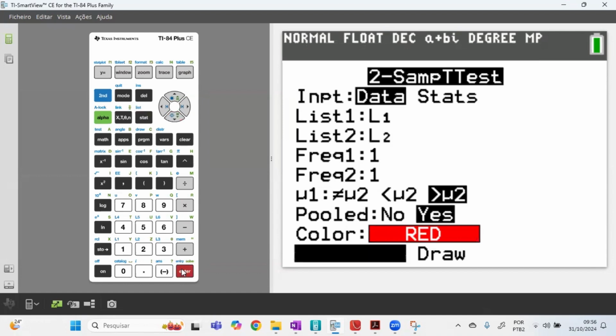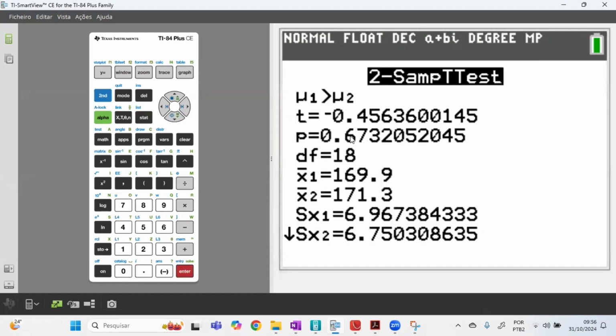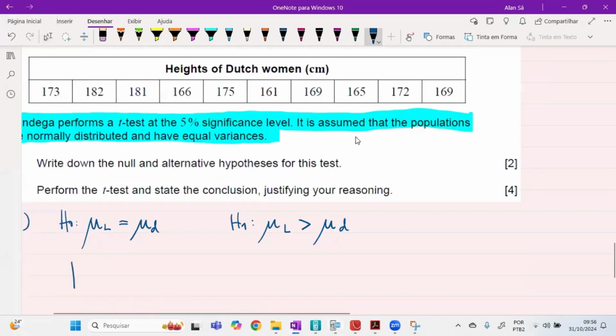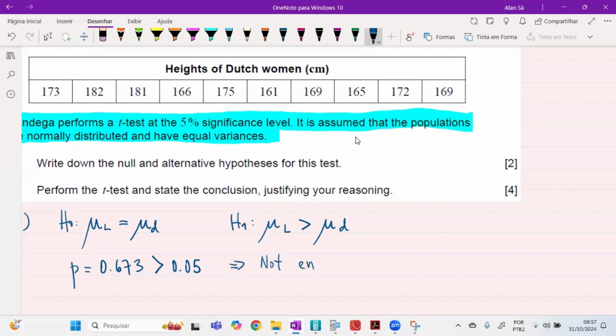So we select calculate, and then we get a p-value of 0.673. So the p-value is 0.673, which is greater than 0.05, the significance level. So there is not enough evidence to reject H0. So we say that the mean of Latvian women is equal to the mean of Dutch women.